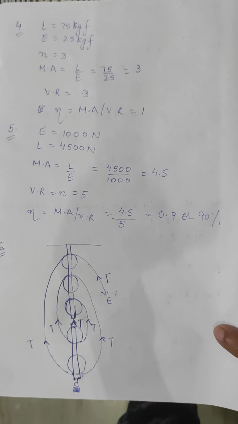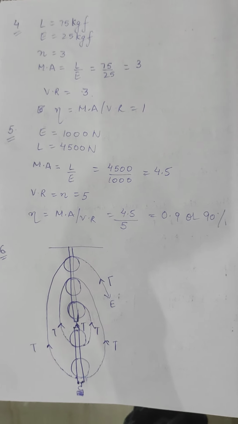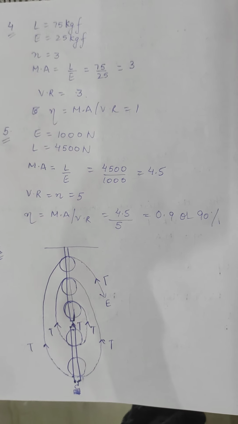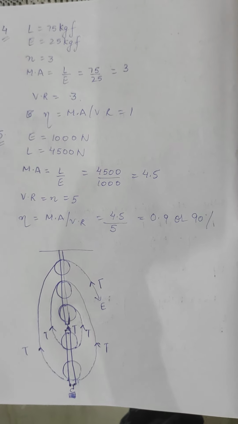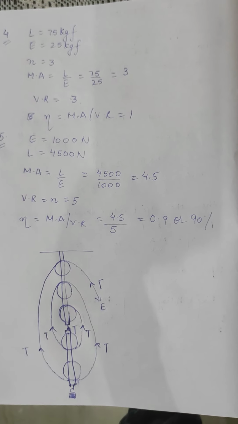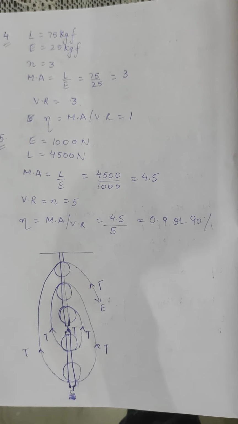Now the next part, the fourth question. In the fourth question, they are saying: in a block and tackle system consisting of 3 pulleys, so N is 3 and velocity ratio is 3, a load of 75 kgf is raised with an effort of 25 kgf. Load is given as 75 kgf, effort is given as 25 kgf. So you can find the mechanical advantage from here, that is load upon effort. As a block and tackle system with 3 strands, 3 pulleys, the velocity ratio is 3. So you can find the efficiency from here, that is mechanical advantage upon velocity ratio, which comes out to be 1.